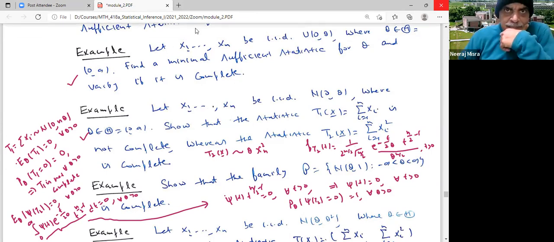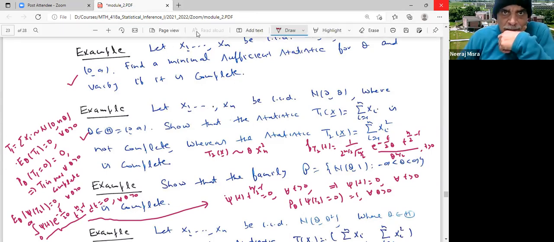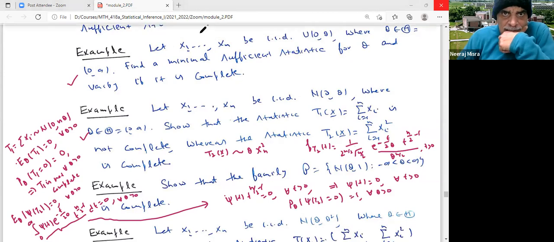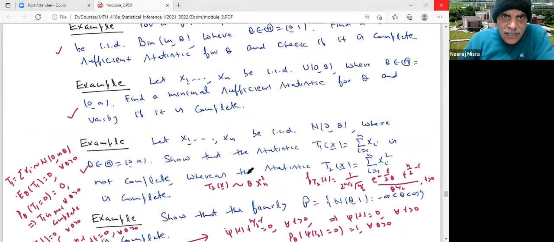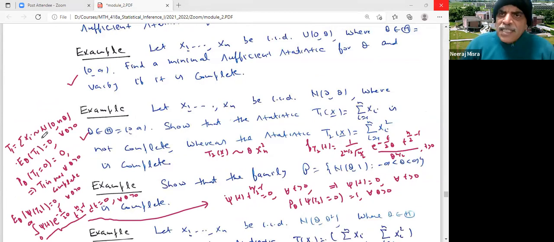Now I see a question in the chat box which asks, can you repeat why T1 is not sufficient in case of normal distribution? I did not say that T1 is not sufficient. What I said was, if I look at the model x1, x2, xn normal 0 theta, where theta belongs to the parameter space, so that the statistic T1 is not complete, where T2 is complete. So T1 is neither sufficient nor complete. What I was trying to show over here was that T1 is not complete.